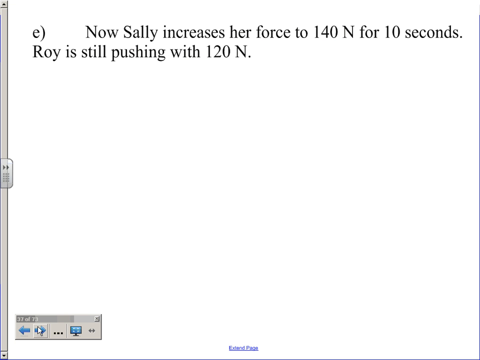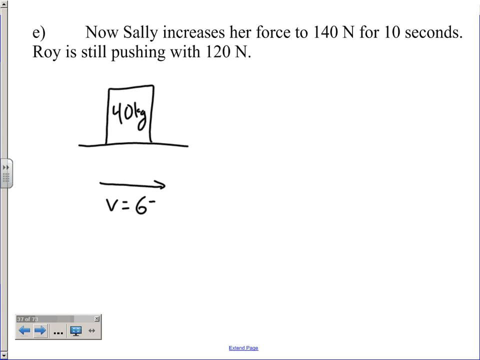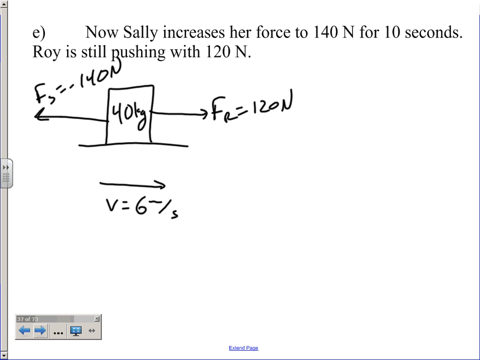All right, part E. Now Sally increases her force to 140 newtons. So here we go. Let's draw this. 40 kilogram safe. The velocity is 6 meters a second. Roy is still pushing with 120 newtons, but Sally is pushing with 140 newtons. So now, what's our net force? It's going to be negative 20 newtons, right? What if I actually show the work here? It's negative 140 newtons from Sally, plus 120 from Roy. So your net force is negative 20 newtons.